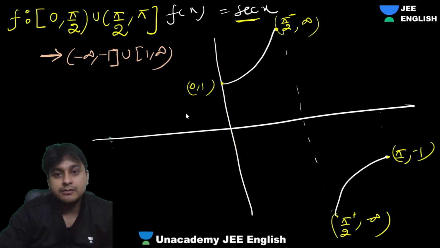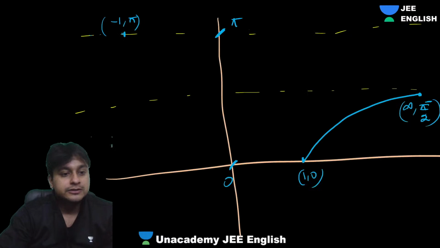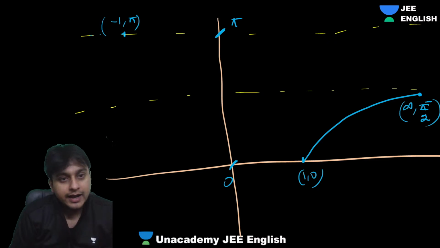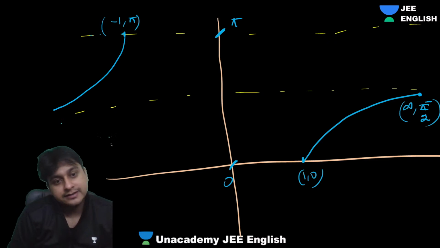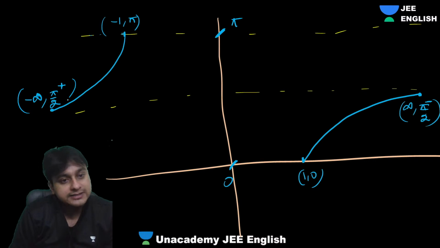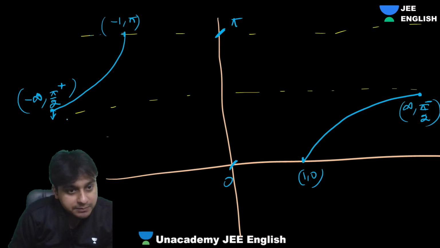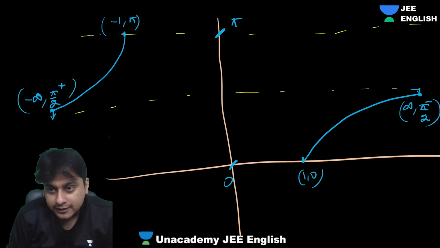Next point will be what? Tell me. Pi by 2 minus infinity comma pi by 2 plus. So slightly more than pi by 2 and minus infinity. The graph will be like this. This is the asymptote. So we'll get what? Minus infinity comma pi by 2 plus, slightly more than pi by 2. You can see here, this is slightly more than pi by 2. This is slightly lesser than pi by 2.